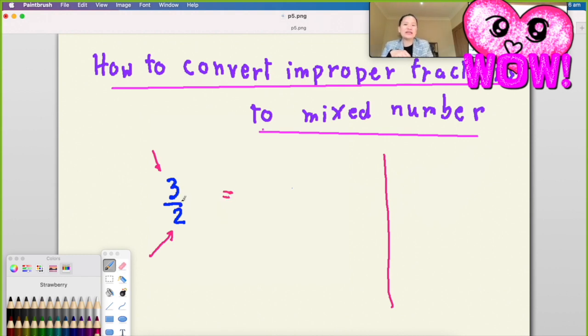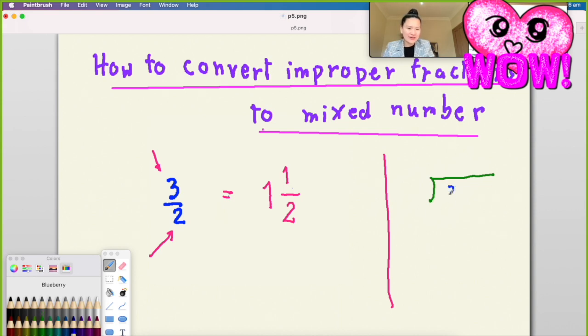I know that 3 divided by 2 is equal to 1, yeah? And then you have the remainder 1. So you write down remainder 1. And then the denominator has to be the same, so it's 2. In the future, you need to use this method. But I'm going to show you another one as well.